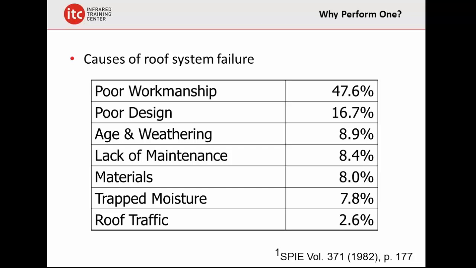Now, here's some data taken from an older document. This is from the ThermoSense conference, and this goes back to 1982. So, quite a few years ago, a long time ago. And these are the main causes of roof system failure, so leaks and other reasons. The number one reason there, of course, is poor workmanship. And going down the line: poor design, age and weathering, lack of maintenance, materials that trap moisture, and roof traffic.